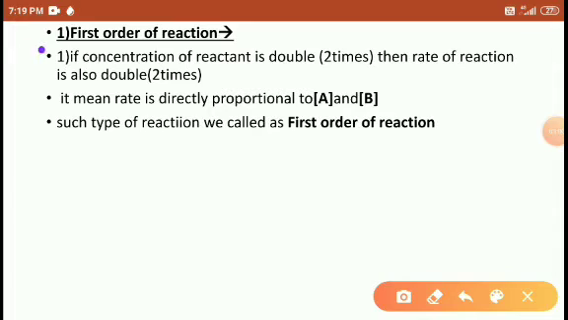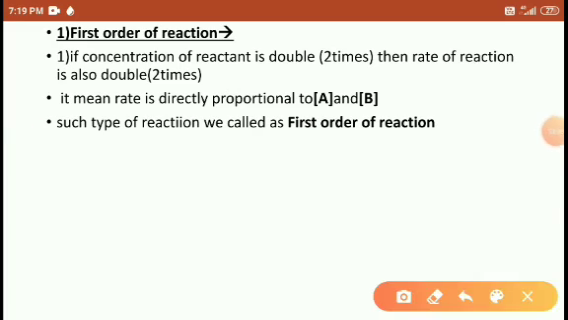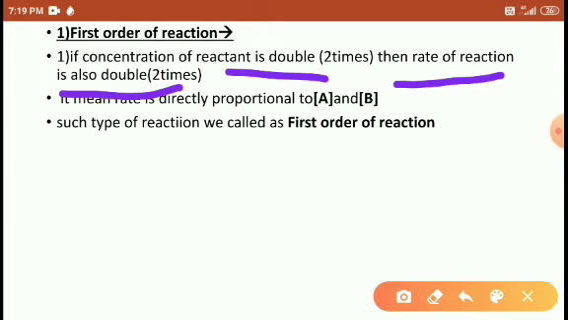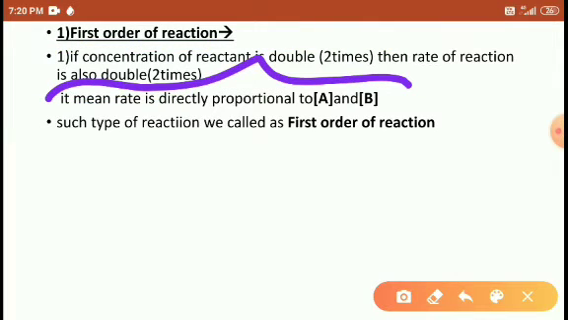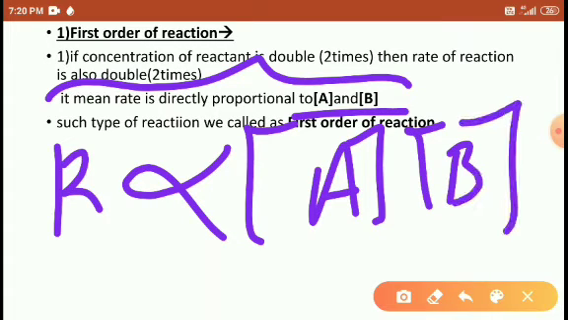The first one is the first order of reaction, students. If the concentration of the reactant is doubled, or we may say 2 times, then the rate of reaction also doubles, or becomes 2 times. It means the rate of reaction is directly proportional to the concentration of the reactant. Rate is directly proportional to the concentration of the reactants A and B.